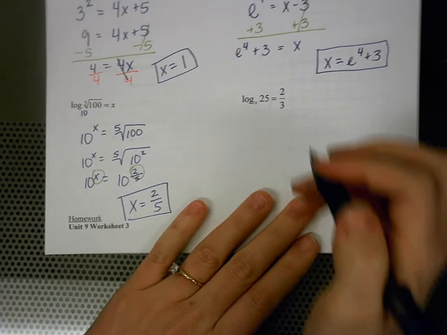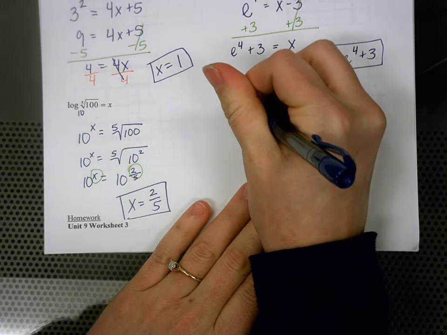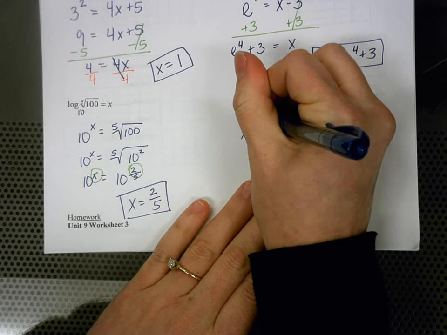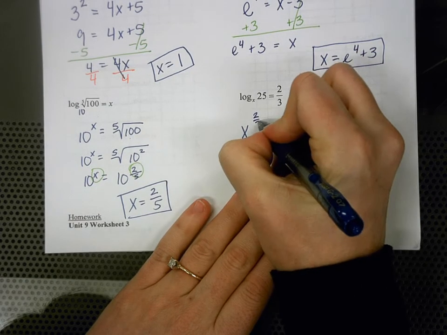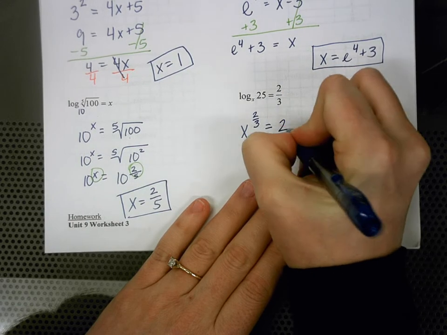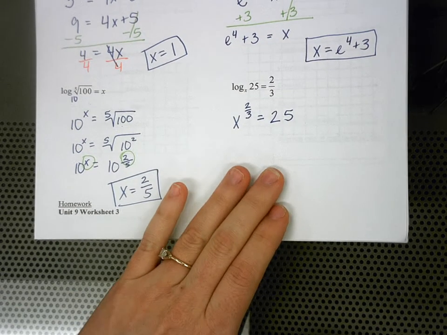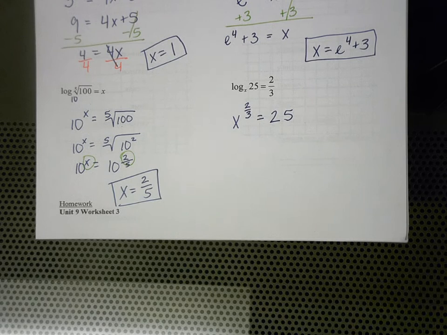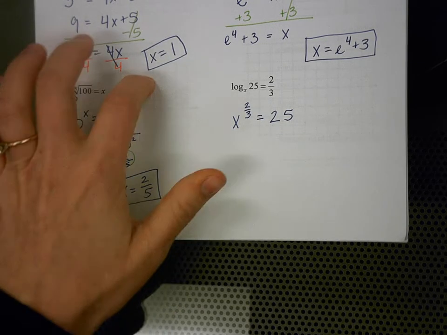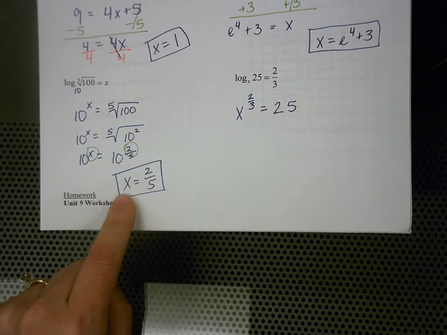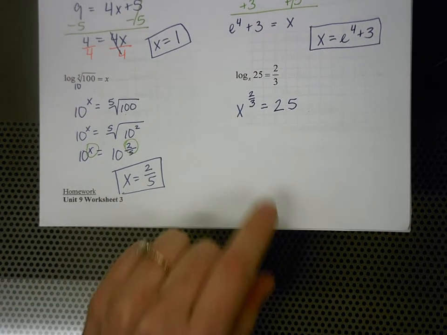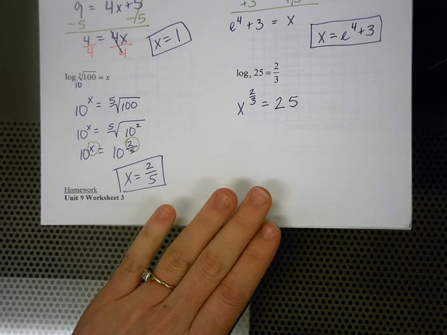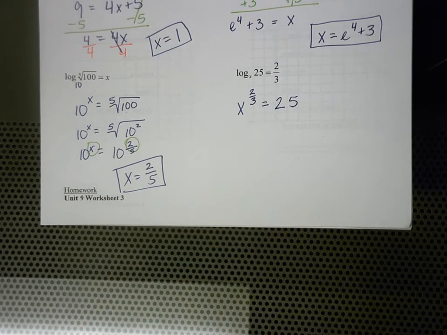One more. What power do you raise x to, to get 25? You raise it to the 2/3 power to get 25. Okay, what do we do now? We want to solve for x. All of these other problems we solve for x. If I rewrote x with an exponent, it would be x to the 1st power. How do I get that exponent to be written as something to the first power?